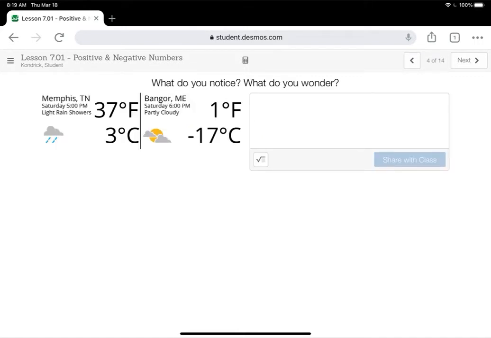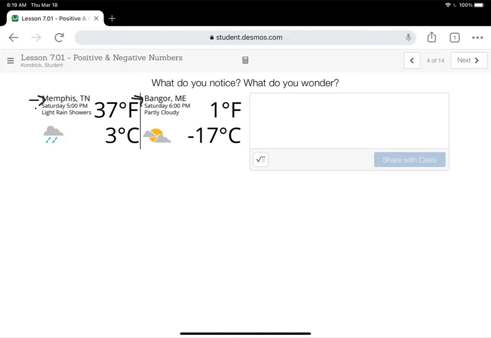This is a quick little what do you notice and what do you wonder. When I'm looking at Memphis and I'm looking at Bangor, I want to just see what do you notice and what do you wonder about these situations. So this isn't one that actually has a right or wrong answer. It's just more of, as a class, what are we curious about and what do we notice is different, even though they're both on a Saturday between 5 and 6 p.m. What do you notice that is the same or different about these two places, and what do you wonder about?